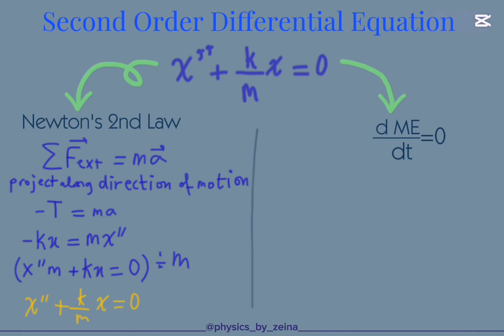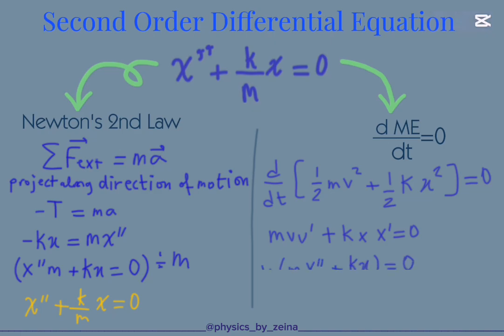Another method is using the law of conservation of mechanical energy, where its derivative is equal to 0. The mechanical energy at any time t is equal to the kinetic energy plus EPE, neglecting the GPE as we take it as the reference. So the derivative is equal to m v v prime plus k x prime x equals 0. Taking v as a common factor, it is always different from 0 since the mass is in motion. So we are left with x double prime plus k over m x equals 0, the second order differential equation.